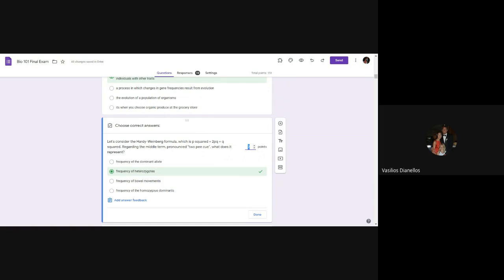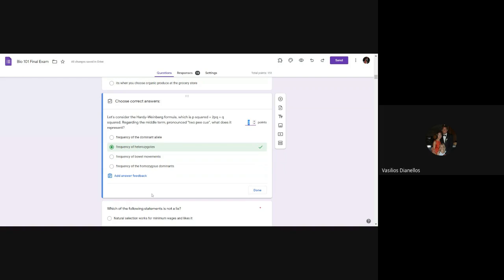We're not talking about alleles, because remember, in all the examples we've talked about for this, there's only been two alleles. There's been the dominant allele or the recessive allele. And that's where you would have P plus Q equals one. That's the different Hardy-Weinberg formula. So if your answer had anything to do with alleles, then you lost points because we're not talking about alleles. We're talking about genotypes.